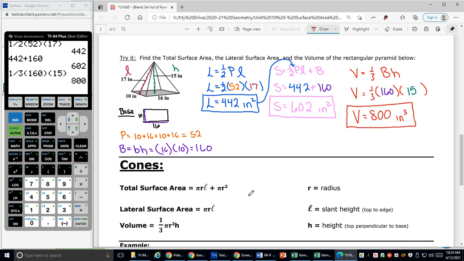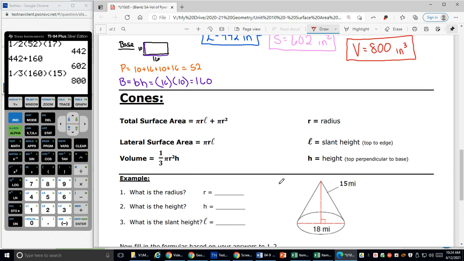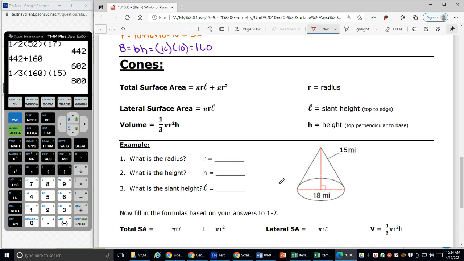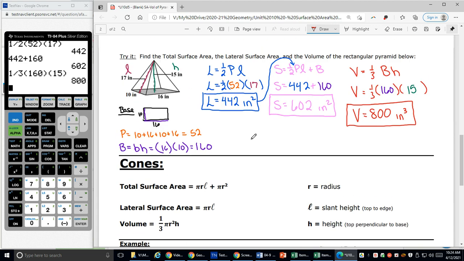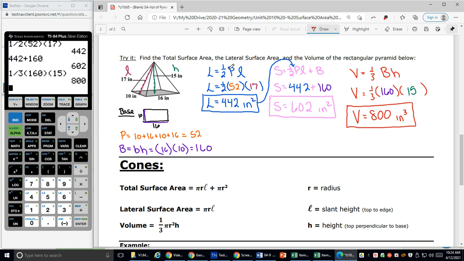Okay, let's talk real quick about cones before we move to our next video. So for a cone, we're going to look at the total surface area equals pi rl plus pi r squared. My lateral surface area is pi rl, and my volume is 1/3 pi r squared h. Now, when we look at these, you can see where the formula will come from.